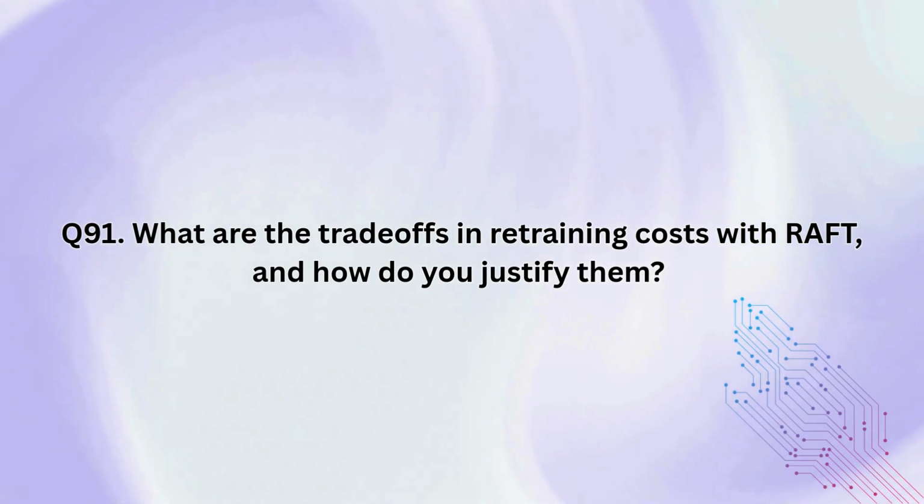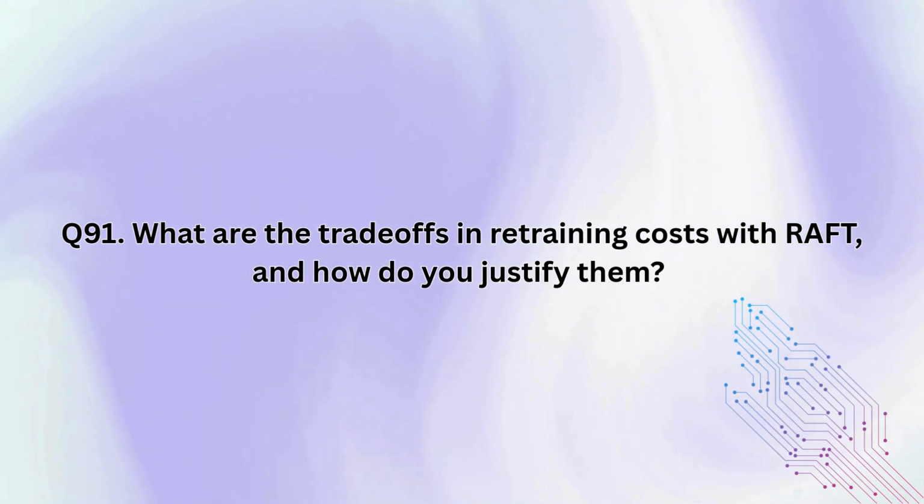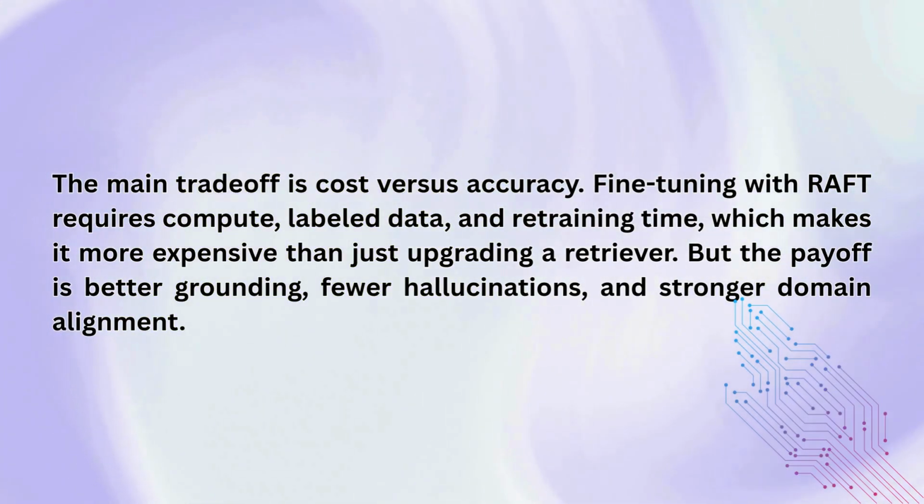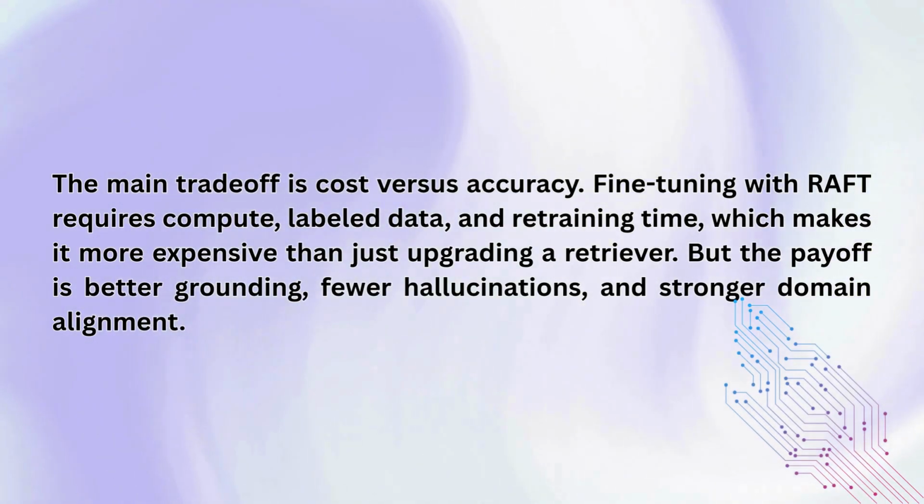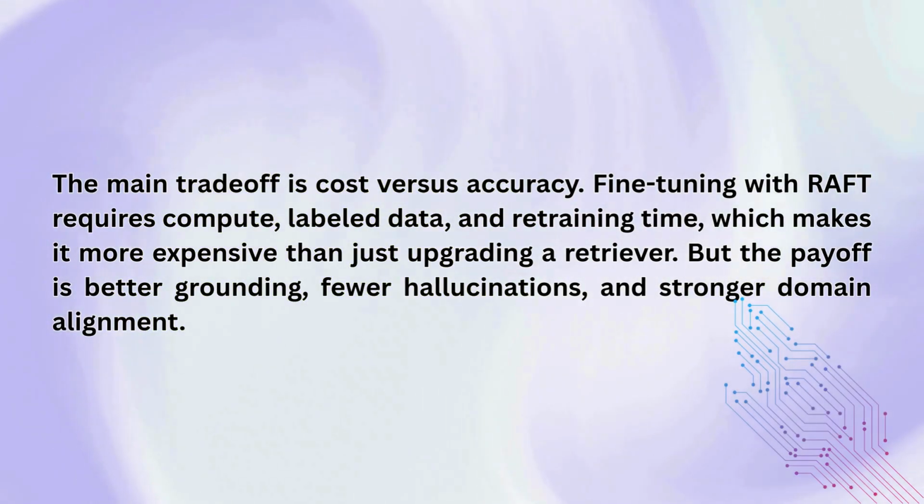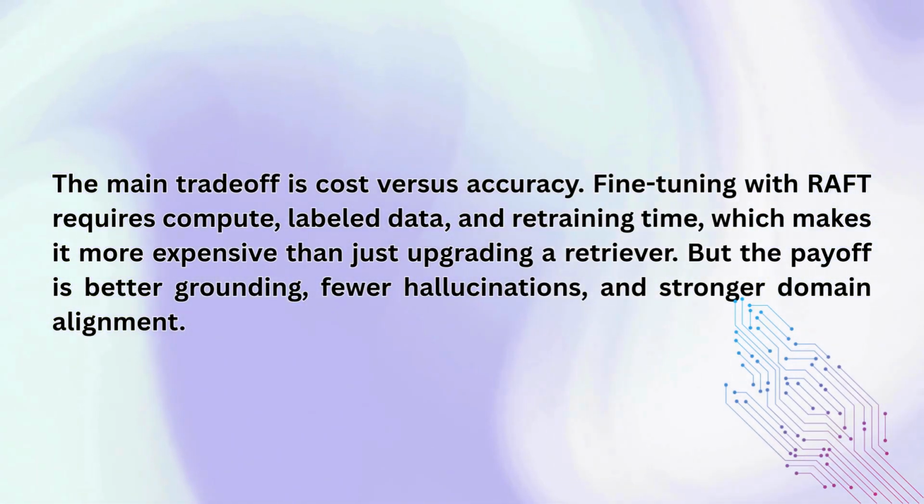What are the trade-offs in retraining costs with RAFT, and how do you justify them? The main trade-off is cost versus accuracy. Fine-tuning with RAFT requires compute, labeled data, and retraining time, which makes it more expensive than just upgrading a retriever. But the payoff is better grounding, fewer hallucinations, and stronger domain alignment.